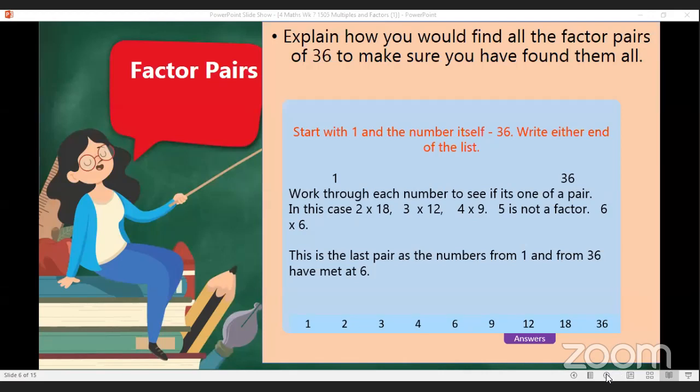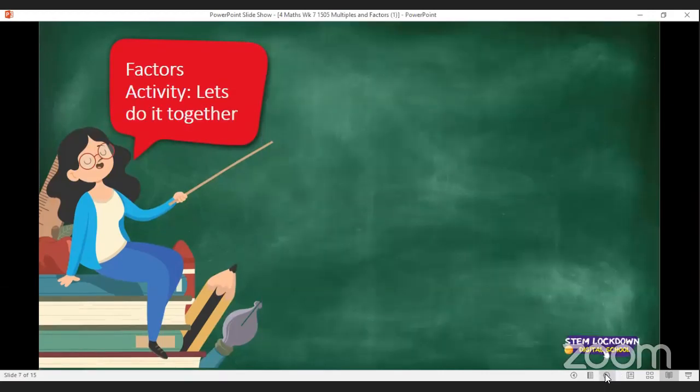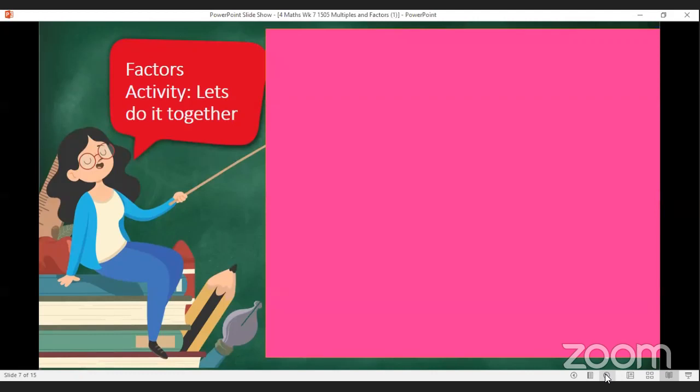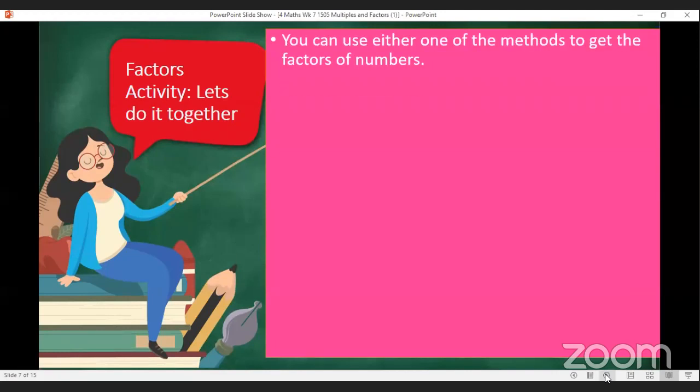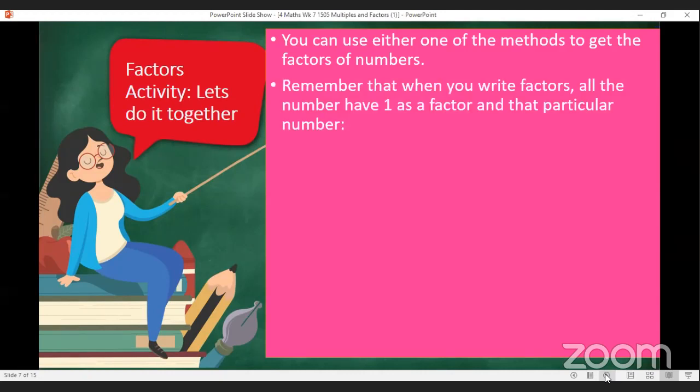There's always an activity, right? Okay, so we're going to do this activity together. So looking for factor pairs, as Jacob asked, where does the 6 go or which number does it go with? If you find the factor pairs, we're going to get the factors. So you can use either one of the methods to get the factors of numbers. You use the method that you understand, as long as whatever factor that you said, when you divide it, it must not leave a remainder. Remember that when you write factors, all the numbers have 1 as a factor. So always start with 1 and then work through all the other numbers.